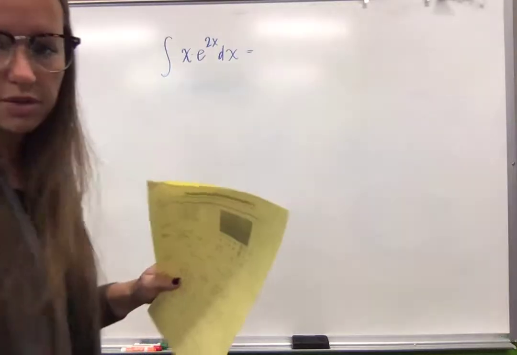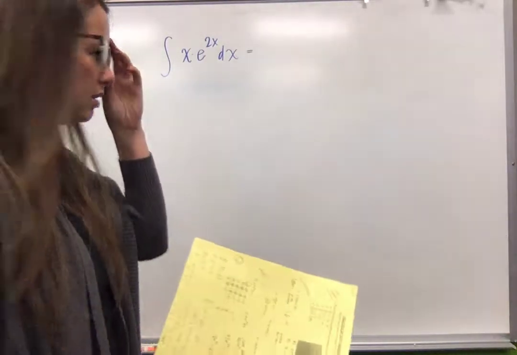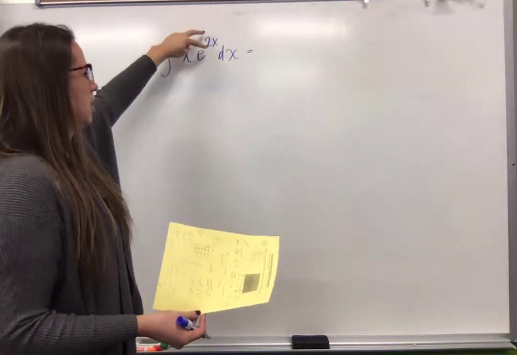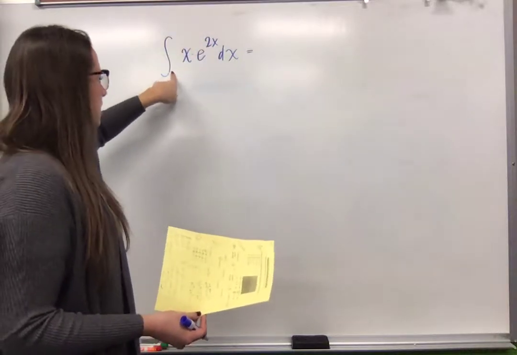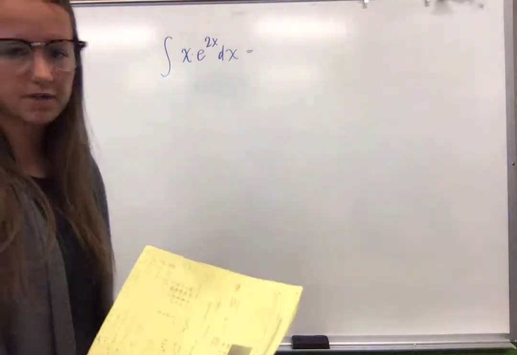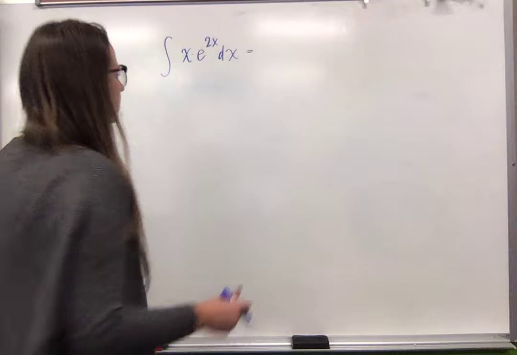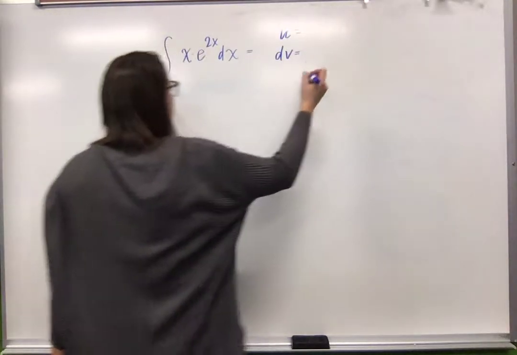So this one's a product. Often with products, it's u substitution like chain rule, but in this case, when you take the derivative of e to the 2x, the derivative of 2x is just 2, not x. So you can tell that this isn't u substitution. This one's going to be integration by parts. So let's do it. Integration by parts is when you pick u and dv to begin.